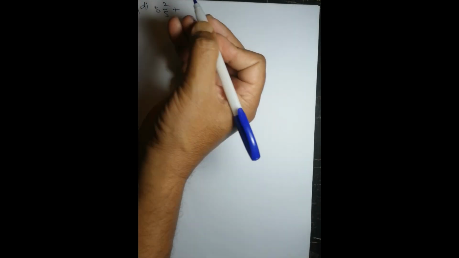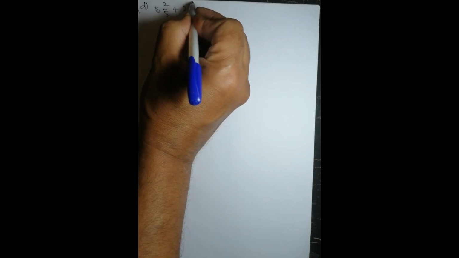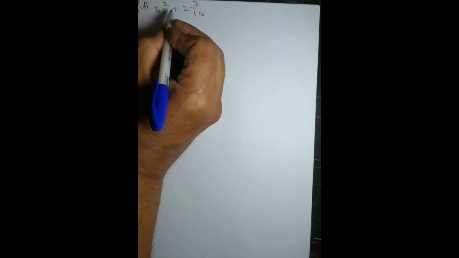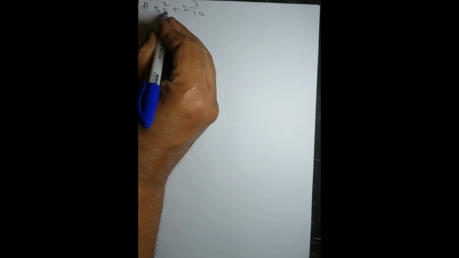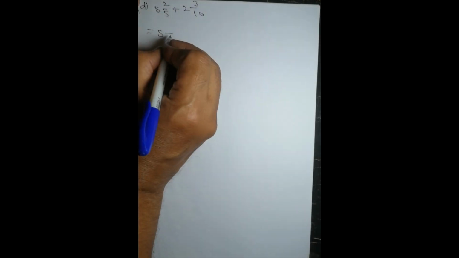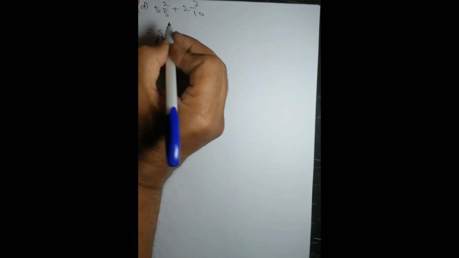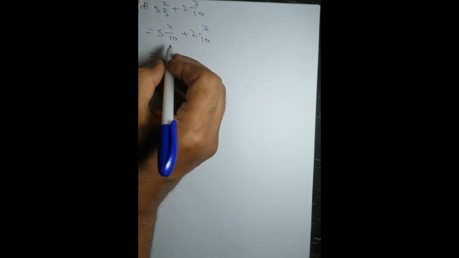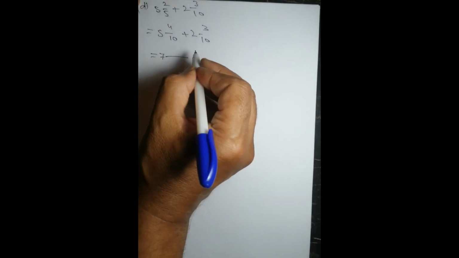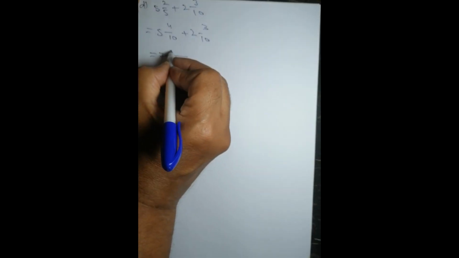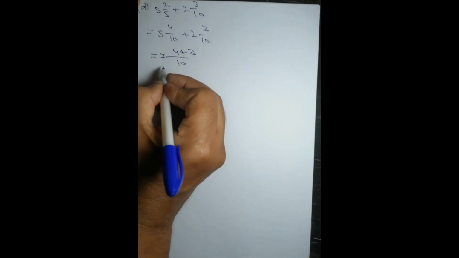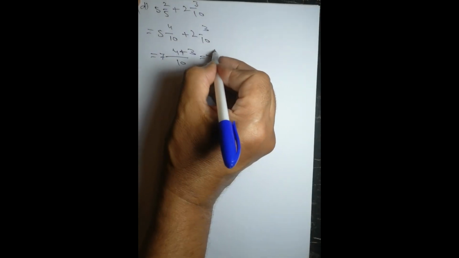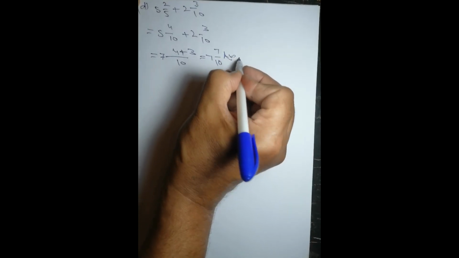Now part D is 5 whole 2 by 5 plus 2 whole 3 by 10. So we need to make the denominator the same. So multiply the denominator and numerator by 2. 2 5s are 10, 2 2s are 4, plus 2 whole 3 by 10. We can write 5 plus 2 whole numbers, add whole number, that is 7. And this is the LCM, 4 plus 3, that is equal to 7 whole 7 by 10. So this is the answer.